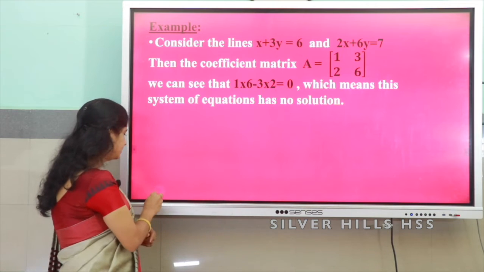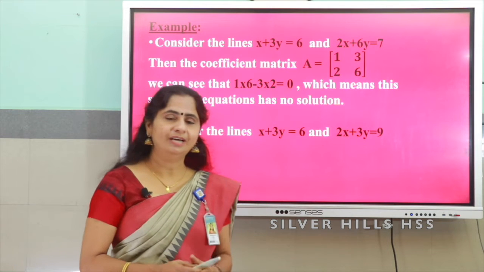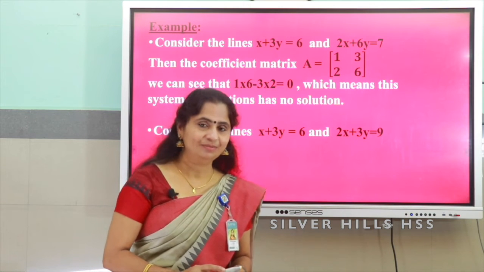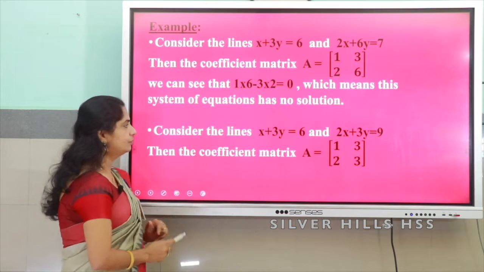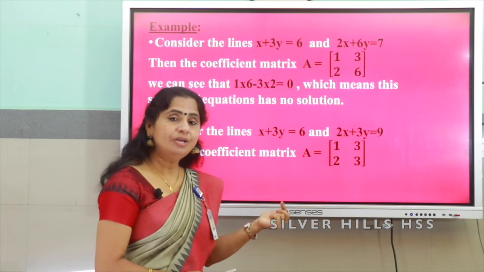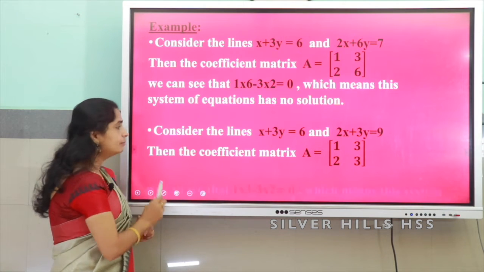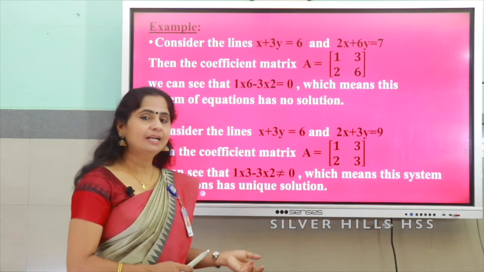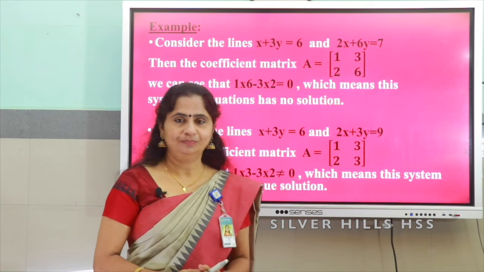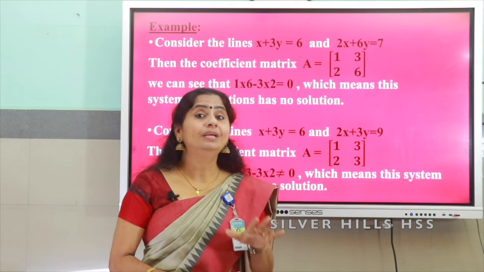Let's consider another example. Consider the equations x plus 3y equal to 6 and 2x plus 3y equal to 9. When we draw graphically also, these two lines will intersect. When we write in the matrix form, the coefficient matrix of x and y is 1, 3, 2, 3. When we calculate 1 into 3 minus 3 into 2, we get a value which is not equal to 0. So that means the system of equations has a unique solution.